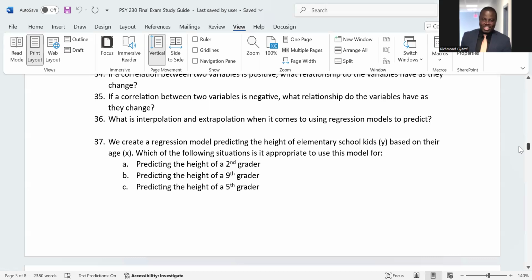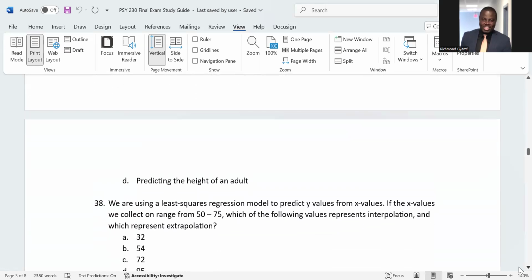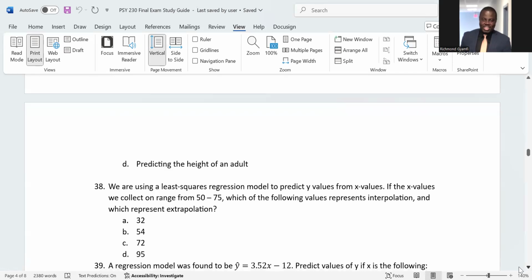What about a fifth grader? Yes, so that is appropriate. What about an adult? No. It's inappropriate to use an adult. So that's how you solve these problems.